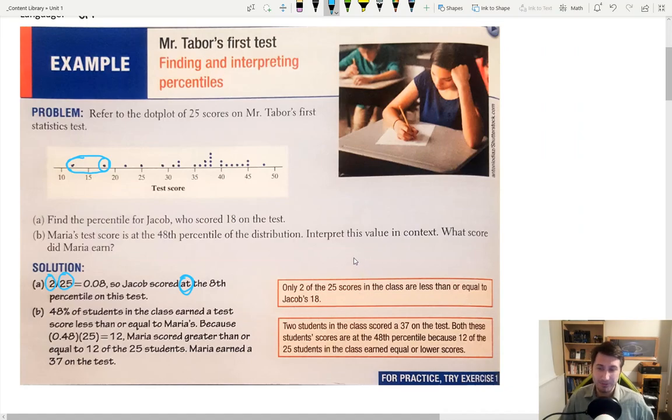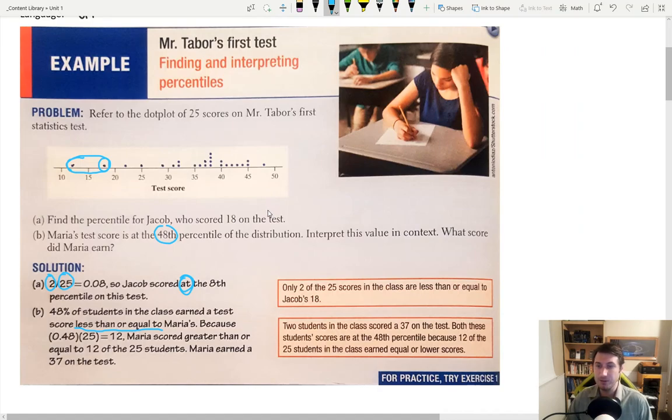Now we're going to do that same thing, but backwards. Part B: Maria's test score is at the 48th percentile of the distribution. Interpret this value in context. What score did Maria earn? If she's at the 48th percentile, that means 48% of the students in the class earned a test score less than or equal to Maria's. She beat or was equal to 48% of the other students.